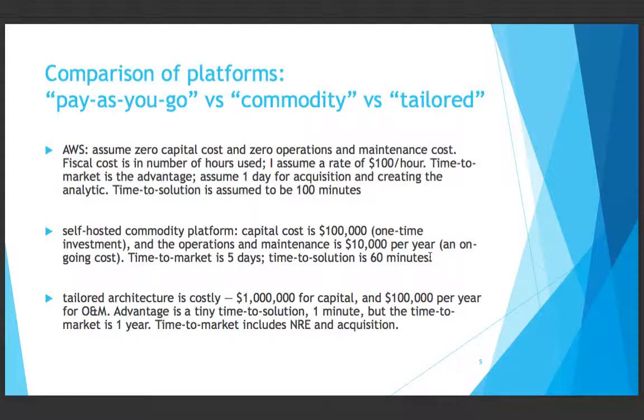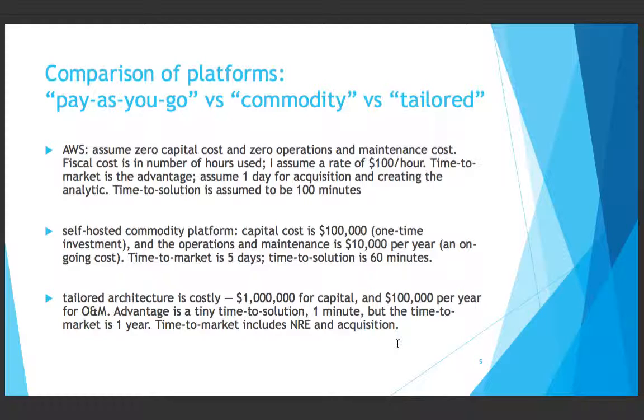Lastly, we have this very expensive option where we tailor the architecture to the application, and there it's very expensive, 10 times more than if we had just bought commodity infrastructure. So maybe the system administrators and programmers are more expensive. The advantage, though, is that with that tailored architecture, it's very, very fast compared to the other two solutions, but at the burden of having a time to market very long due to the design and acquisition of that tailored infrastructure.